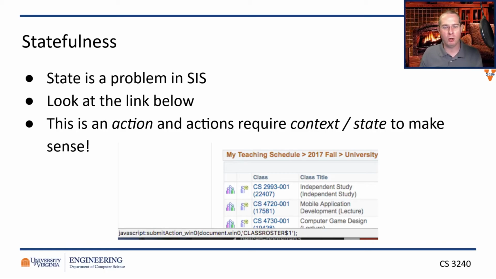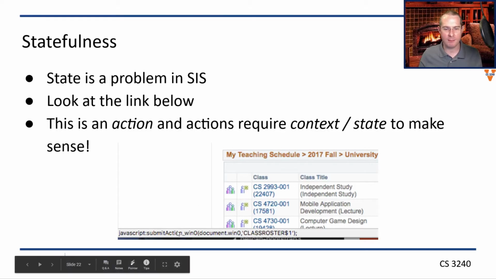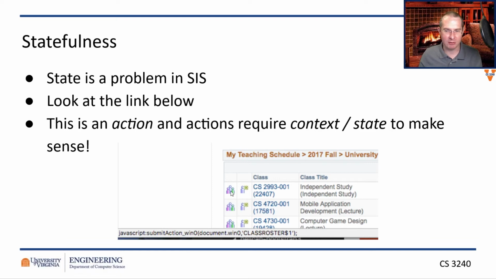So if I was to roll over, I can actually use a mouse here. It will grab this. If I was to roll over this icon right here, this is the JavaScript that pops up. JavaScript submit action win 0 document class roster. Actually, it's this one right here. $1. What do you think it is if I roll over this one? $0, $2. You get the idea. Yeah, those aren't real links.